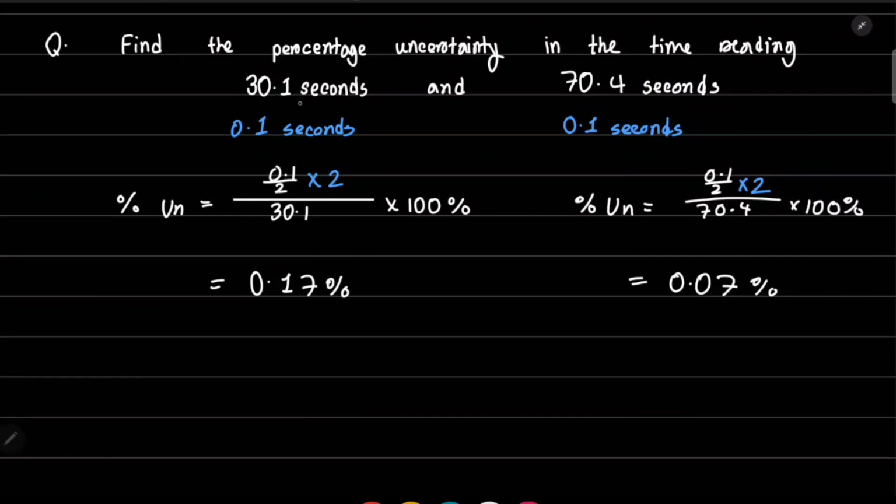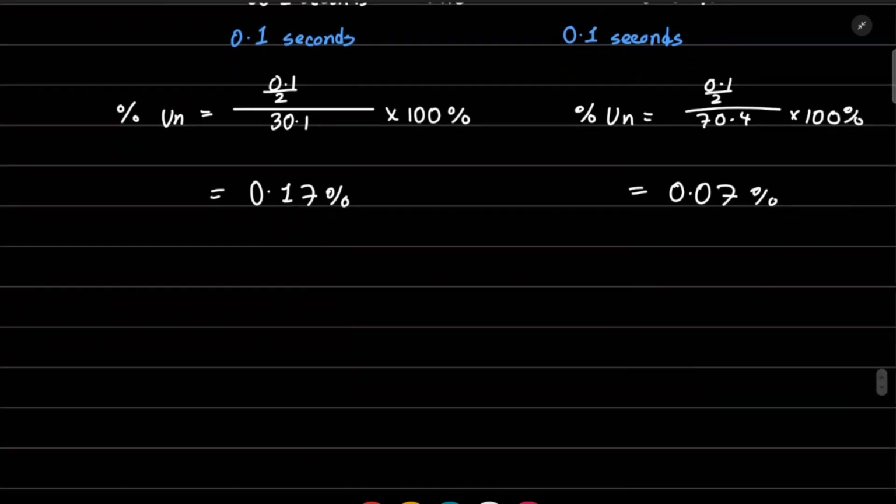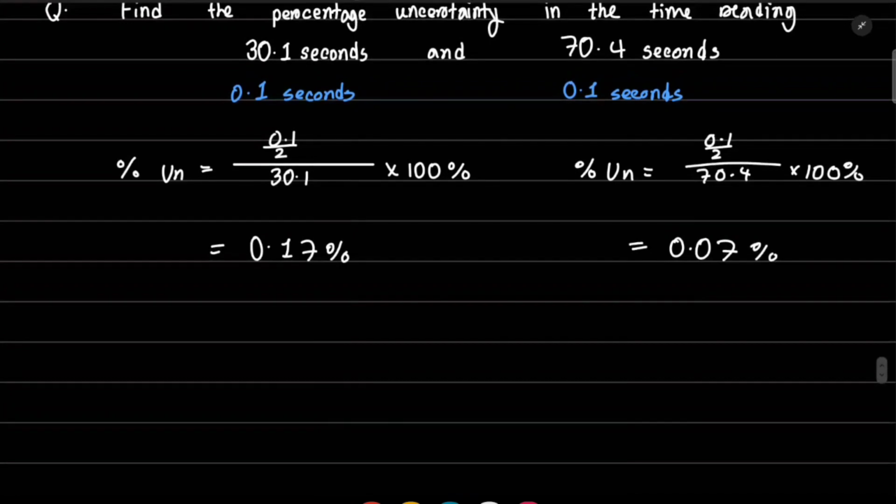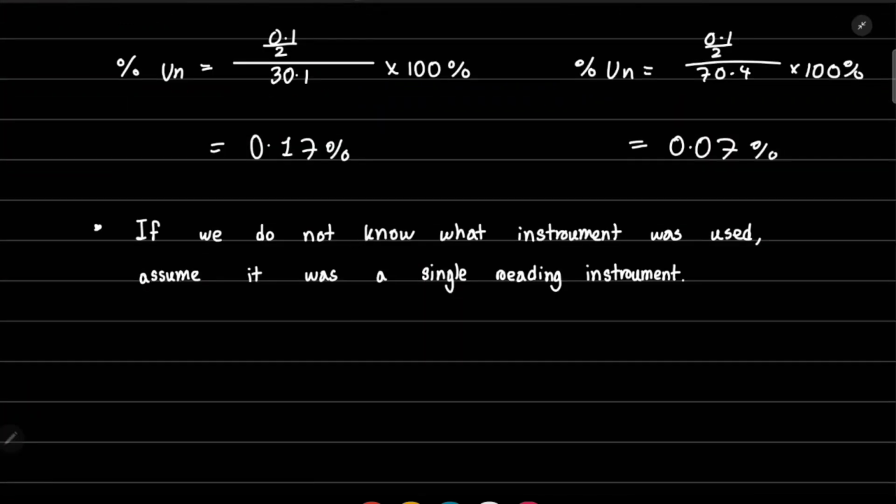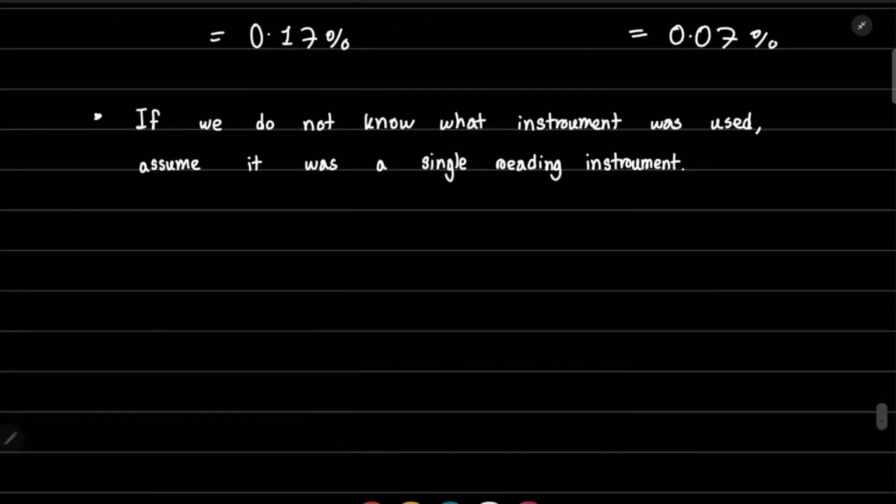If I didn't know that this was done using a stopwatch, I'd treat it like a single reading instrument. However, if I knew a double reading instrument was used, a stopwatch for example, I'll multiply by 2. Since we weren't given that this was done using a stopwatch, we won't have to do it. So you have to remember that if we do not know the instrument, we'll assume that it's a single reading instrument. We take this assumption when we work with uncertainty.